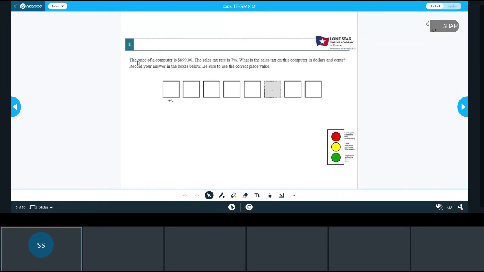Question 2 reads, the price of a computer is $899. Let's annotate as we read. The sales tax is 7%. What is the sales tax on this computer in dollars and cents? Record your answer in the box below. Be sure to use the correct place value. This time, a lot of your STAR test questions will have open-ended answers like this one, right? And you also need to know how you will enter in your answer. You want to find sales tax.